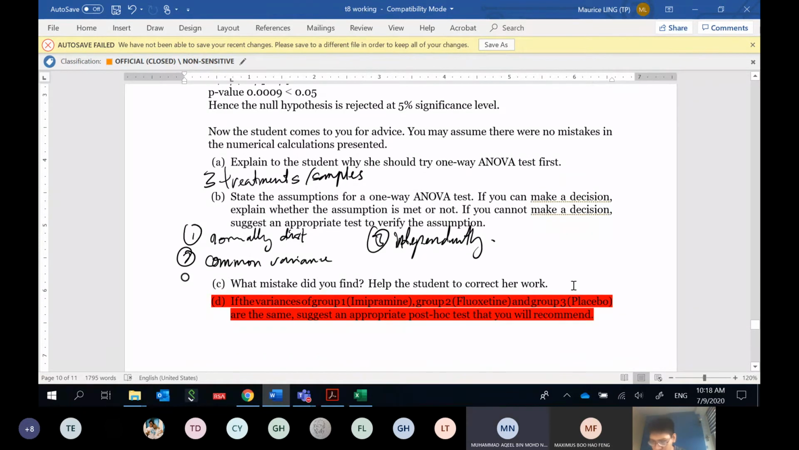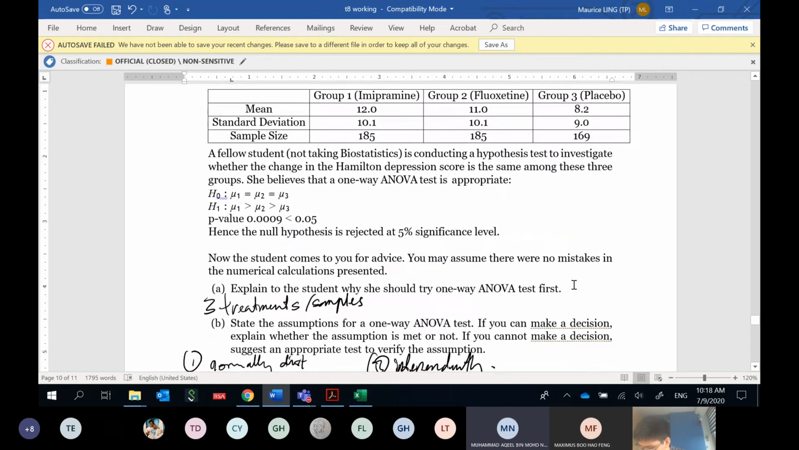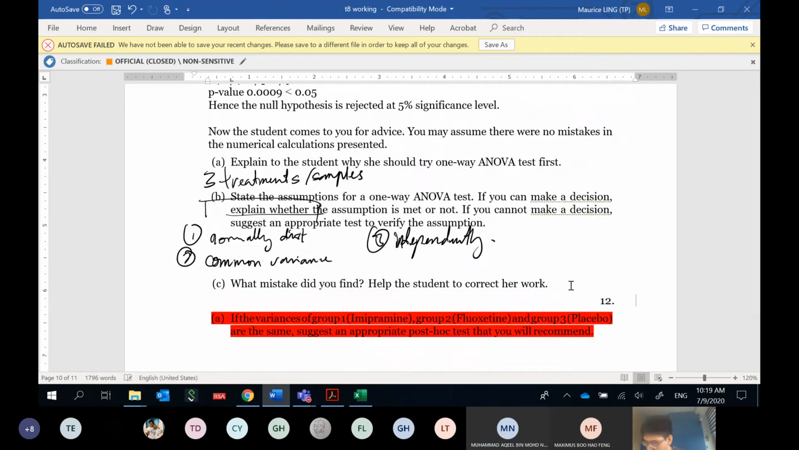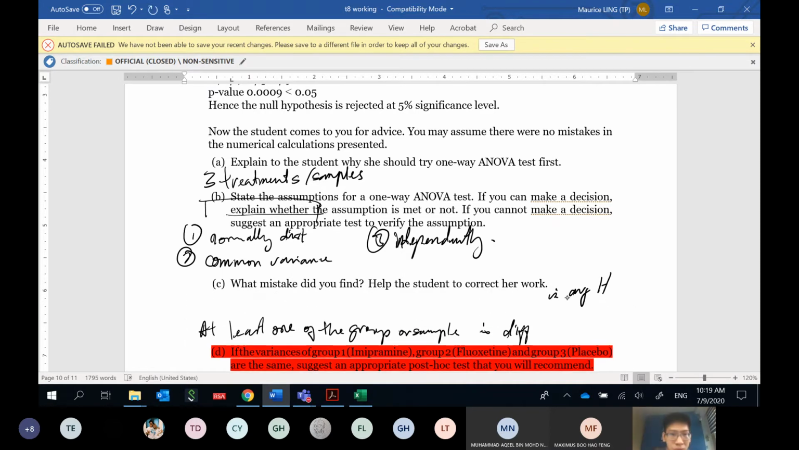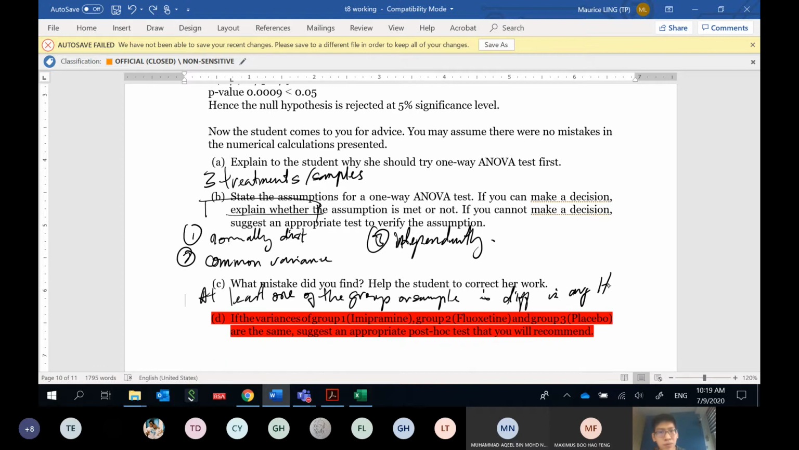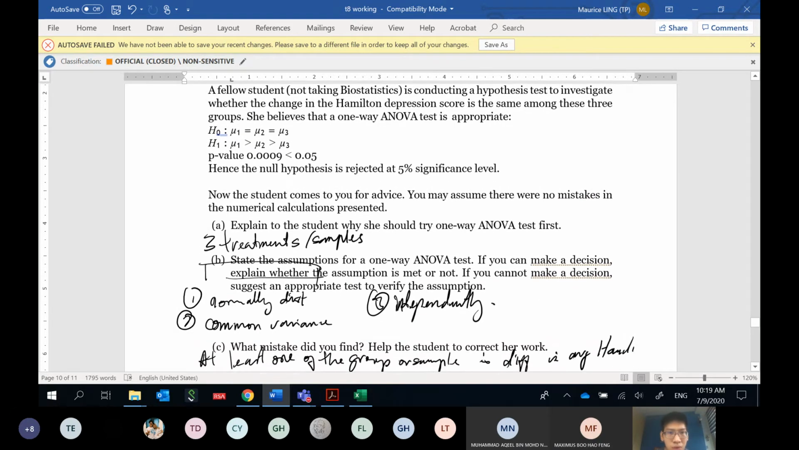Now, what mistake did you find? What mistake do you find here? Because she put more than the alternative hypothesis. So the null hypothesis is wrong. Okay. The null hypothesis should be just at least one of the groups or samples is different in the average. The average of what? Average Hamilton depression score.